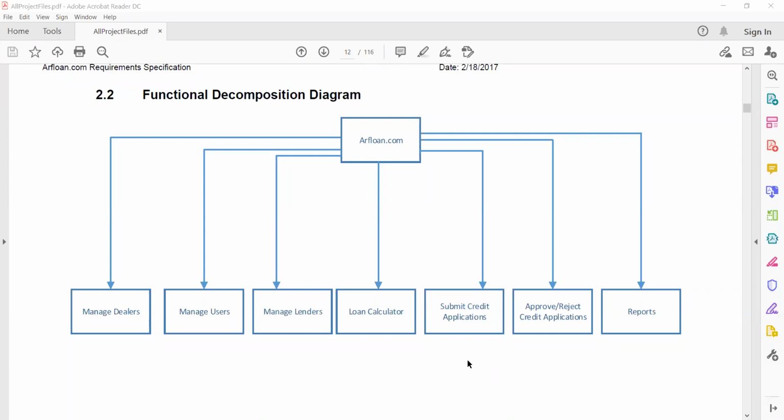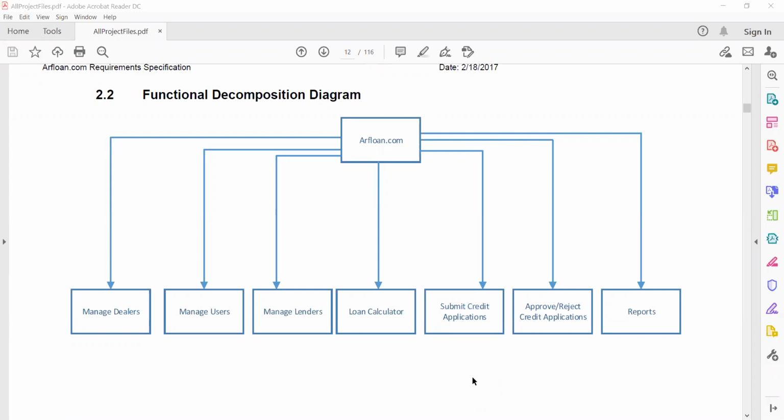Okay. And I have one more question related to this page only. There is one functionality of Arfloan.com, which is approve and reject credit application. So can't we put that under managed dealers?